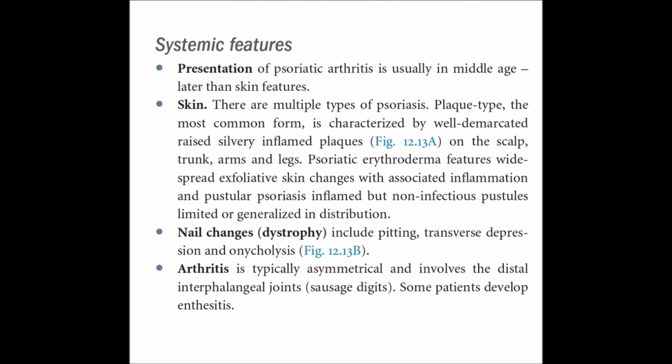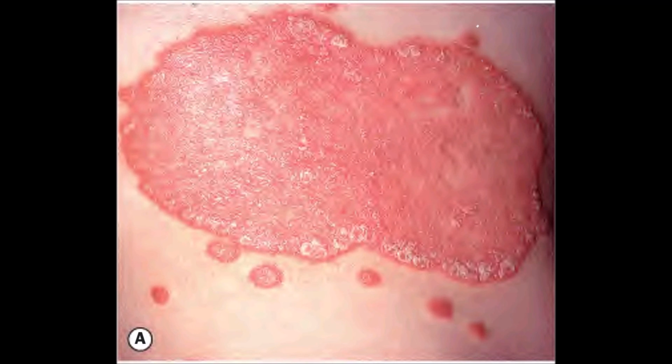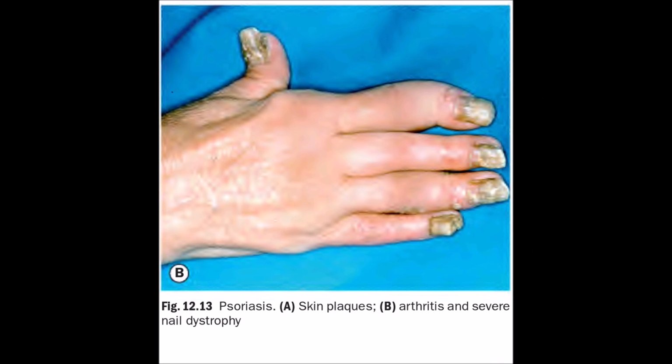Arthritis is typically asymmetrical and involves distal interphalangeal joints, with sausage digits. Some patients develop enthesitis. Then here there is plaque formation in cases of plaque psoriasis, and arthritis and severe nail dystrophy are observed.